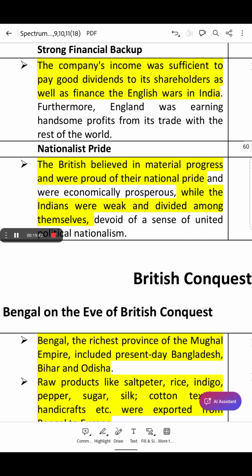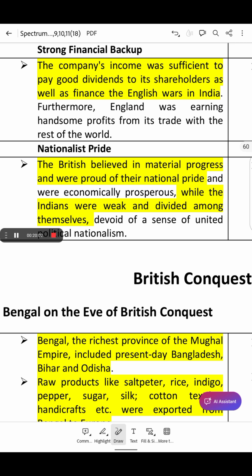On the other hand, we can see that Indians were divided. For example, the Marathas and the Mughals did not unite together to fight back against the British. They were divided, and the British took a lot of advantage of it.